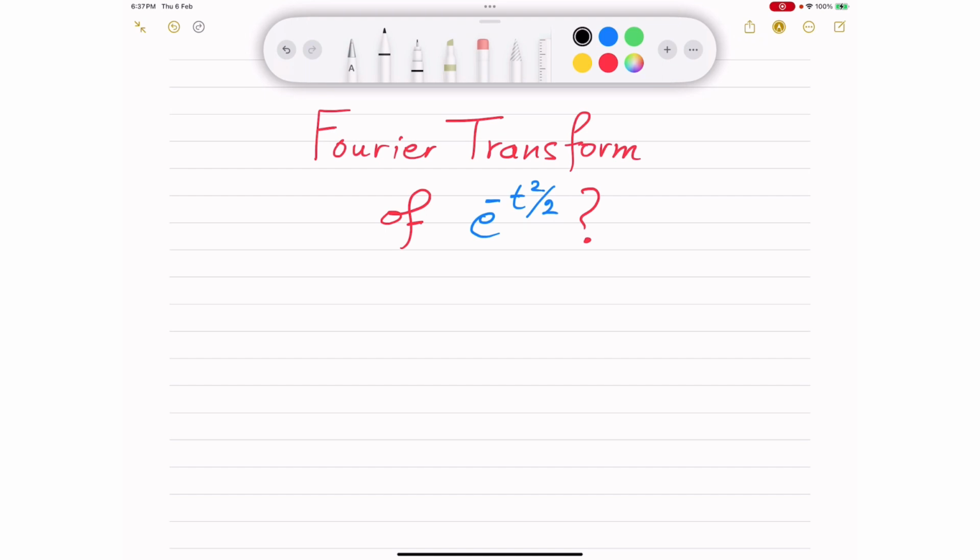In this video, I'm going to show you how to find the Fourier transform of the exponential to the power negative t squared divided by 2. So if you're interested to know the answer, pause this video, give this problem a try, and then keep watching this video for a solution.